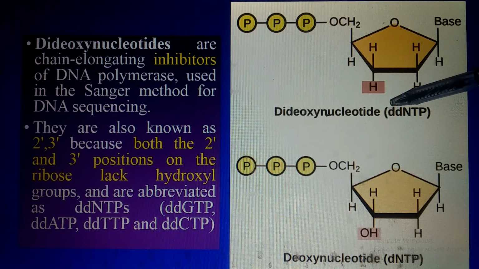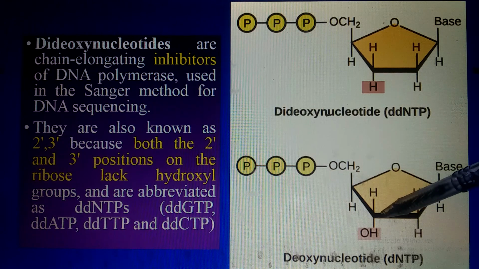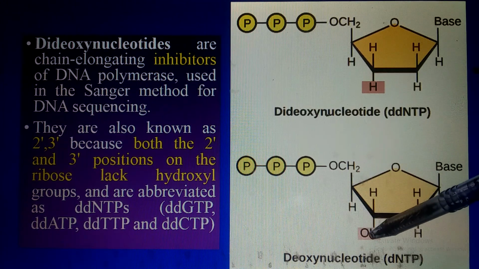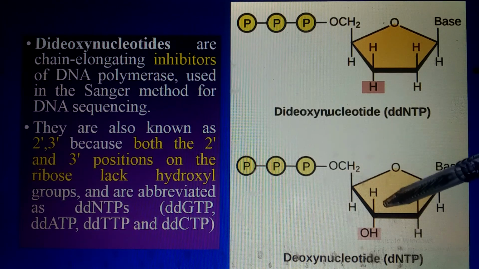The hydroxyl group, or you can say the oxygen, is removed. So what will happen? Why did Sanger use the dideoxy? The reason is that the oxygen present at carbon number 3 of the ribose sugar helps in the formation of the phosphodiester bond, or phosphodiester linkage, between the nucleotides to form the DNA polynucleotide.